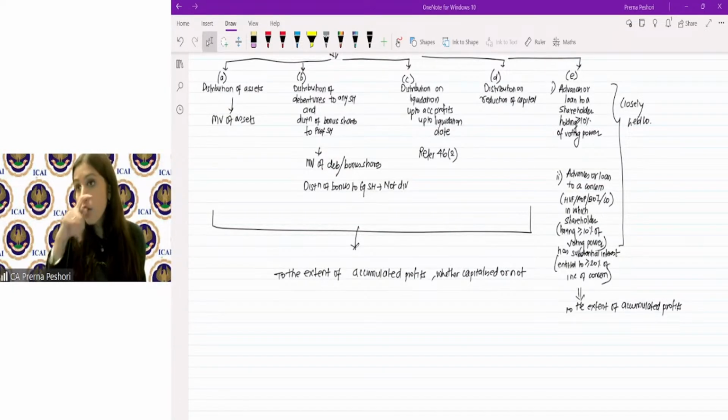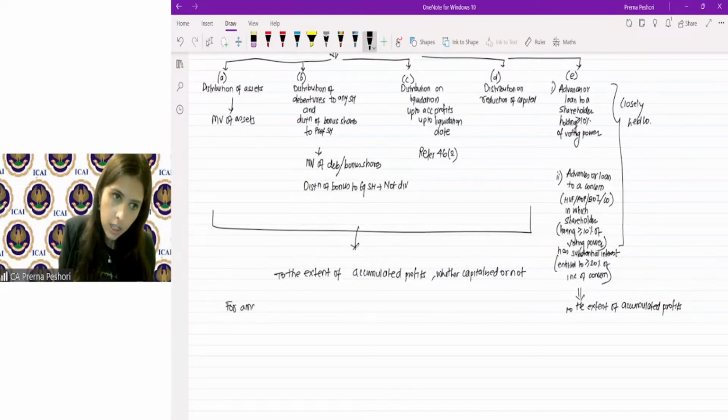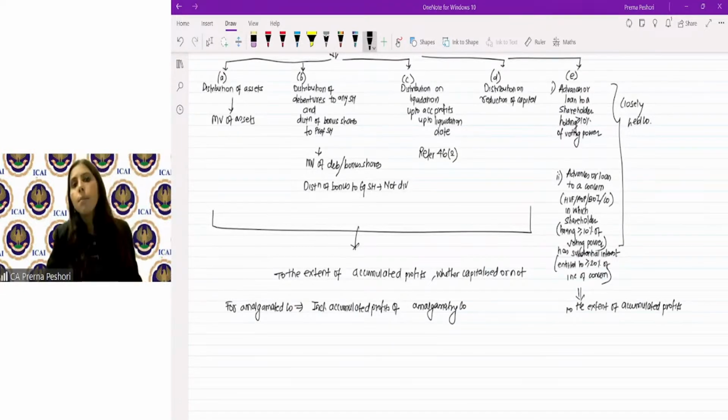Okay. Now, in the case of amalgamation, if the amalgamation has taken place, what will be the accumulated profits of the amalgamated company? It will include the accumulated profits of the amalgamating company as well. So, for the amalgamated company, include the accumulated profits of the amalgamating company.